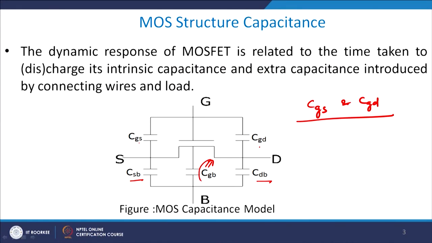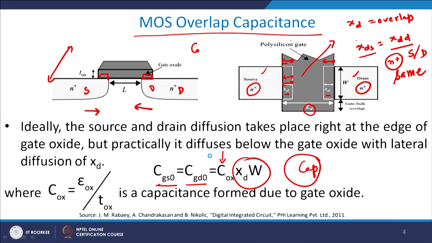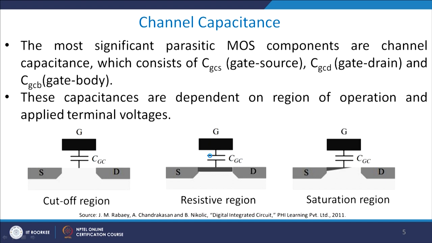Now after you have understood the various criteria of overlap, in most technologies today you do have overlap. So C overlap is one of the primary reasons you do have CGS and CGD, right. The second one is the channel capacitance, and this is what I was discussing with you, this channel capacitance, which is CGB, gate to bulk across the channel. Let me come to that and explain to you.